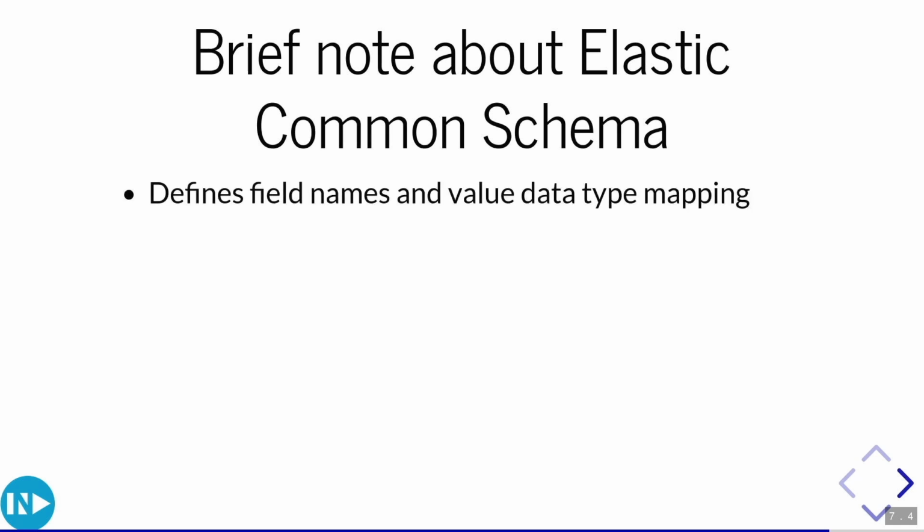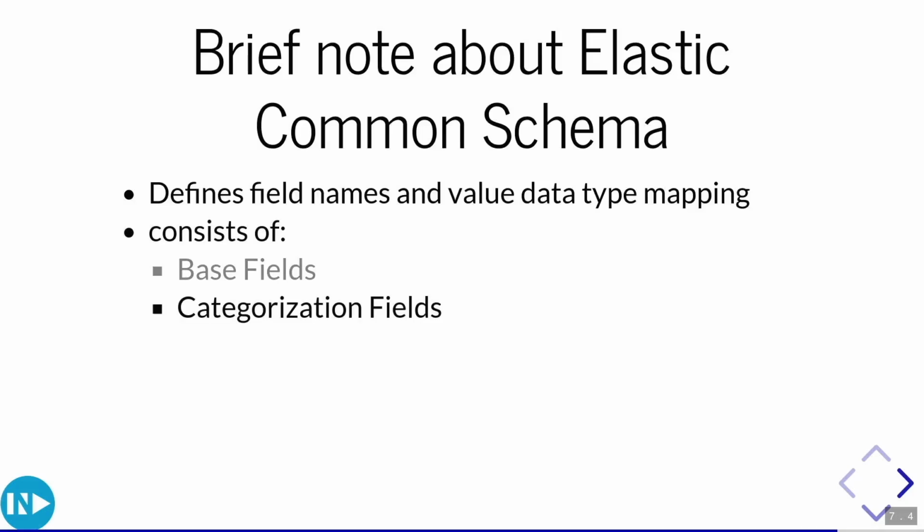Then a brief note about the Elastic Common Schema: it defines field names and their values. It consists of base fields like a timestamp. It consists of categorization fields, event category, event type. For example, authentication. The type could be info or start, and for authentication, start successful. Event outcome is also something which belongs there: event outcome success. Then origin fields, so where it comes from, the observer, the switch which records the data, and the agent which collects the data.